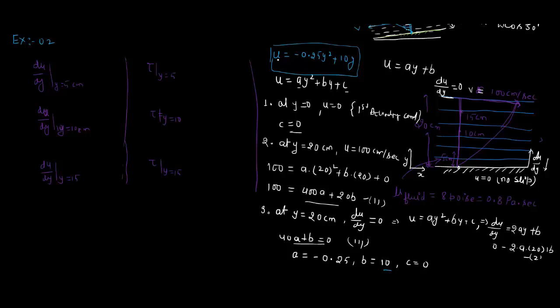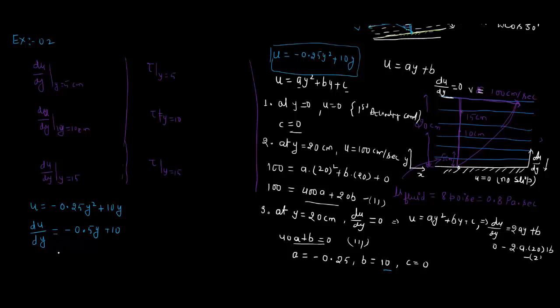Right, now we know the profile. Now I want to calculate the value of du upon dy at y equals 5 cm, at y equals 10 cm, and at y equals 15 cm. I know u is minus 0.25 y square plus 10y, so we can calculate du upon dy by differentiating u with respect to y. This is minus 0.5 y plus 10.